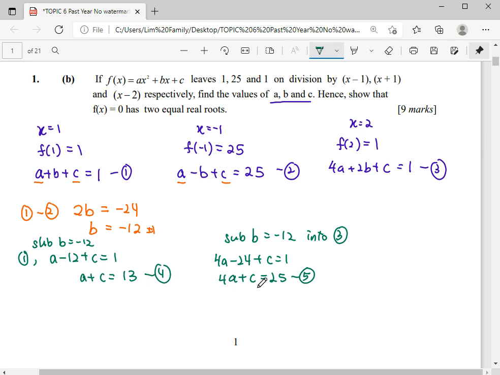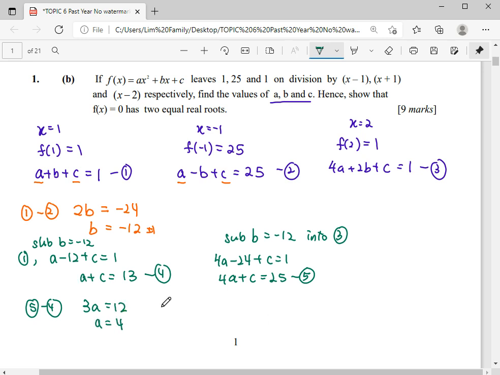You have similar C, so we can eliminate our C. We take equation 5 minus equation 4. So 4A minus A, we get 3A. C minus C, we eliminate. That's why we get our A. So 25 minus 13 is 12. So A equals 4.